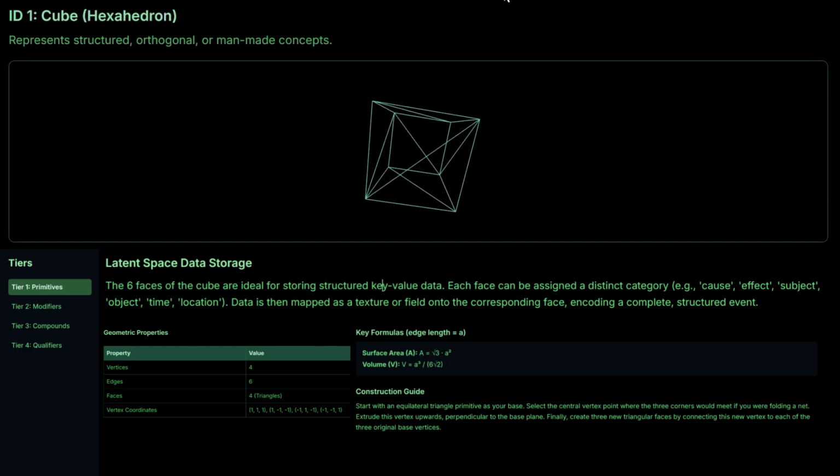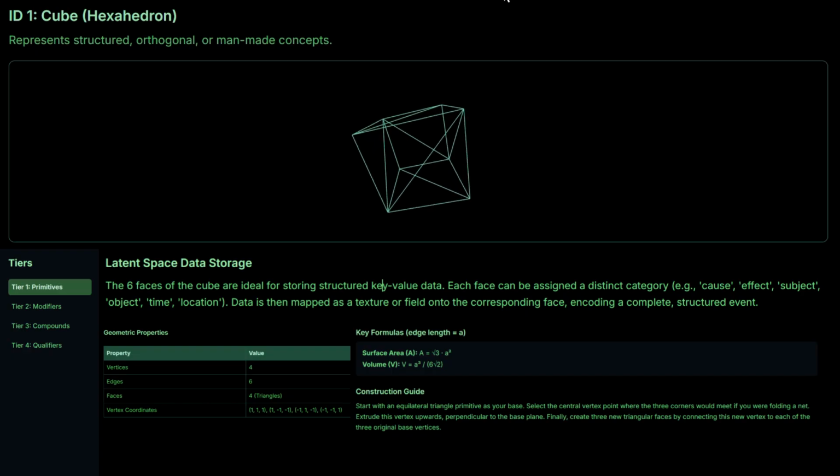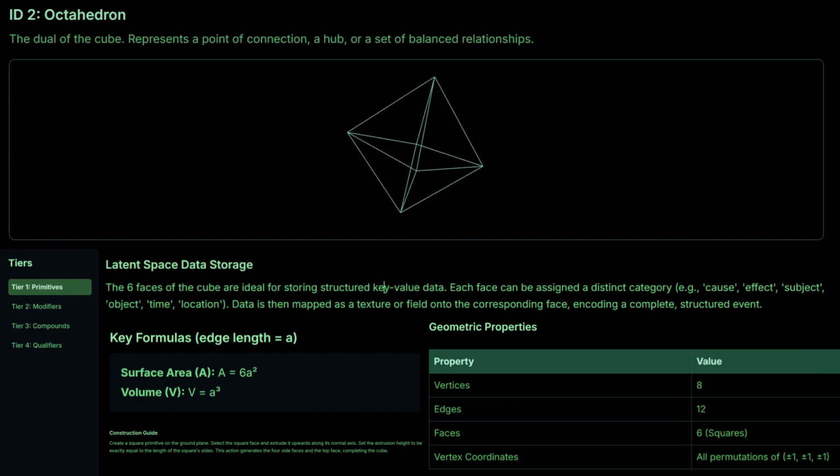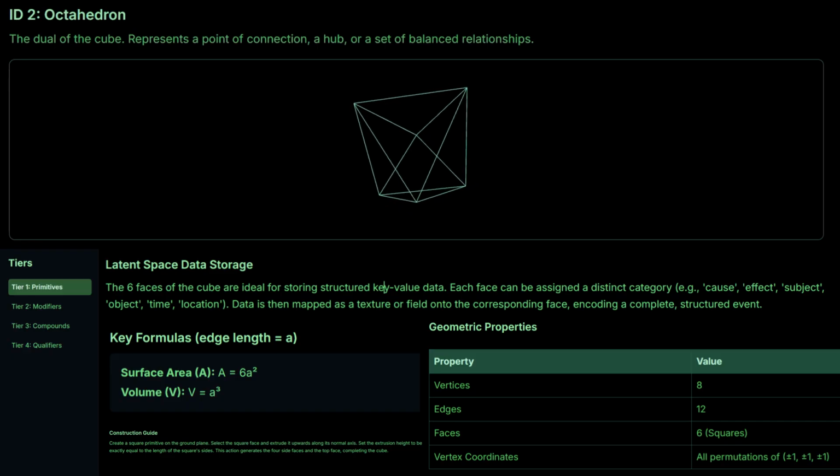ID 1 represents the cube, or hexahedron. This can represent concepts that are structured, adjacent, or man-made. ID 2 represents the octahedron. This dual cube can represent connection points, hubs, or balanced relationships.